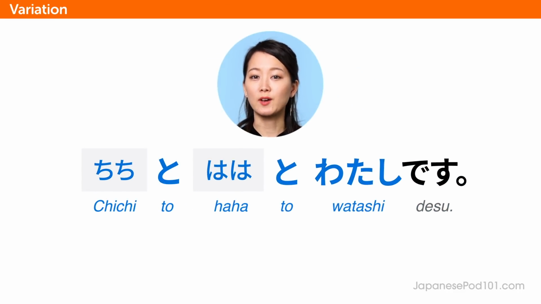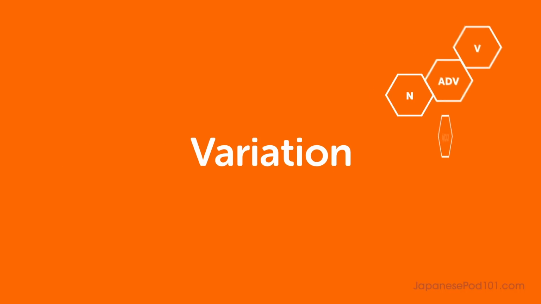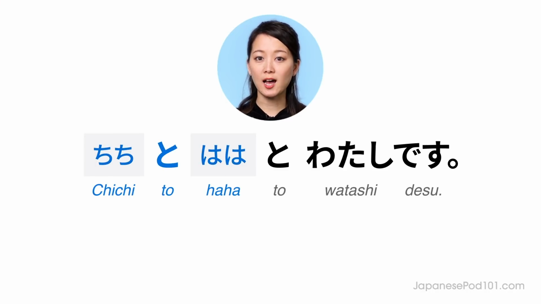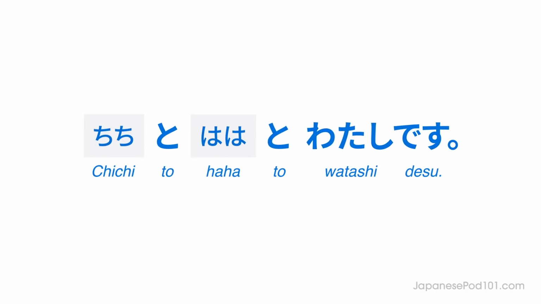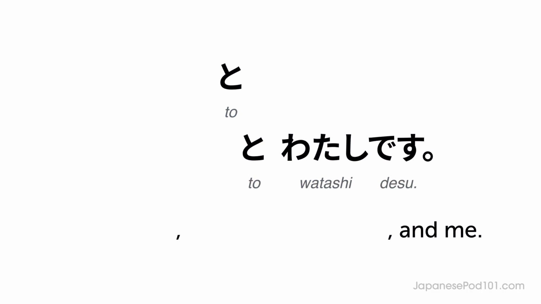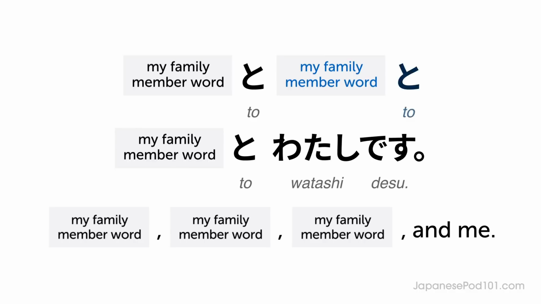父と母と私です。Did you notice how I only named 3 family members? 父と母と私です。 My father, mother, and me. You can remove a family member plus と to talk about a family of 3. This sentence pattern is flexible.